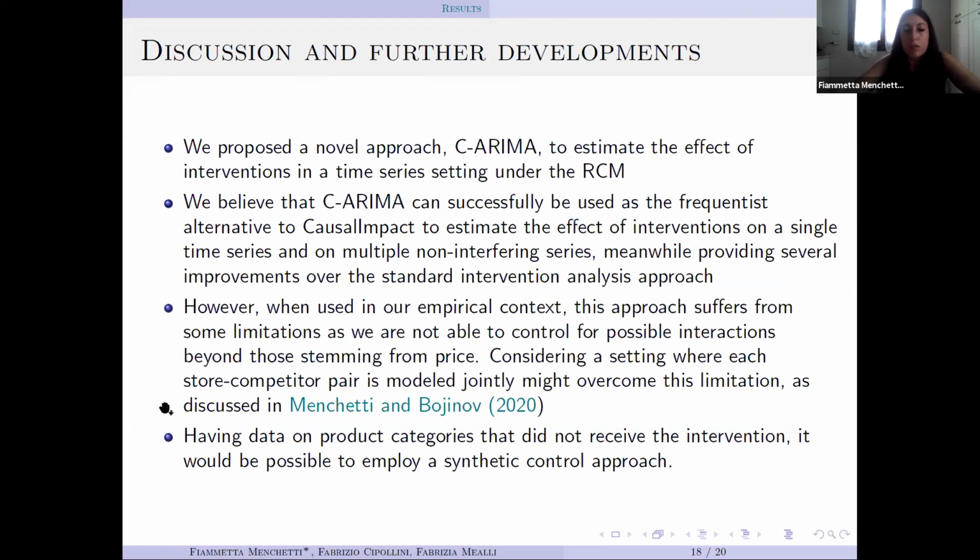In a follow-up paper, we also considered a setting where we model each store-competitor pair jointly, and we believe that this may partially overcome this limitation. Another thing that we can do is, if we are able to find a product category that did not receive the active treatment at all, it would be possible to employ a synthetic control approach, or maybe even better, a synthetic difference-in-differences approach. This can be left as another follow-up for this analysis.